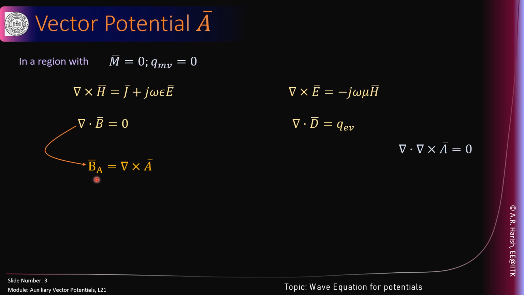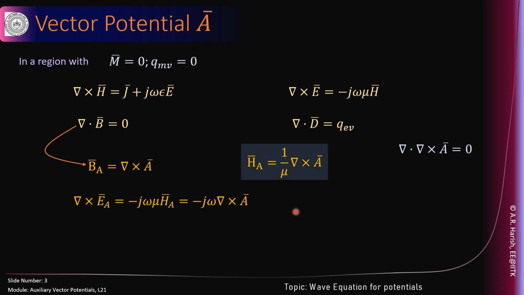So B_A, we are going to now make a distinction between the fields due to A and fields due to something else. We'll come to that something else in a moment. So we have put a subscript here. A indicates that this B is due to the vector potential A. Therefore, H_A is 1 upon mu del cross A. Quite straightforward.